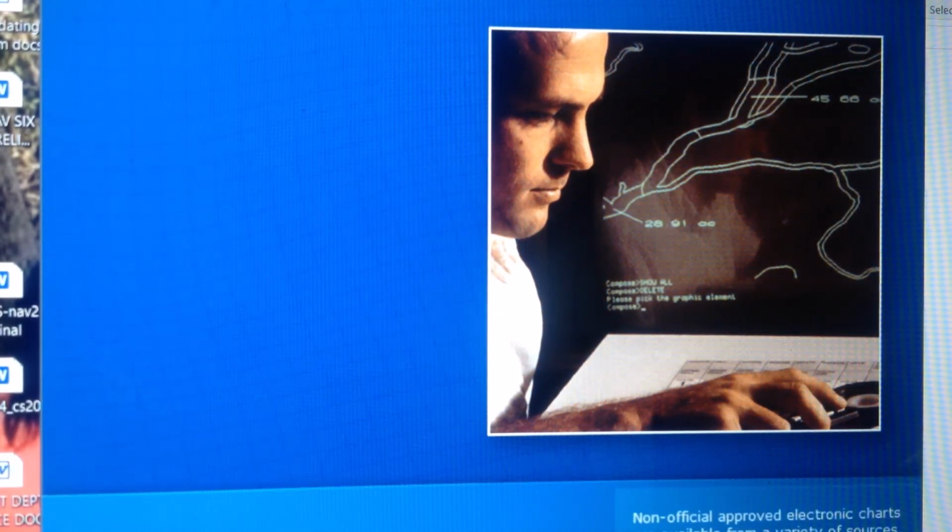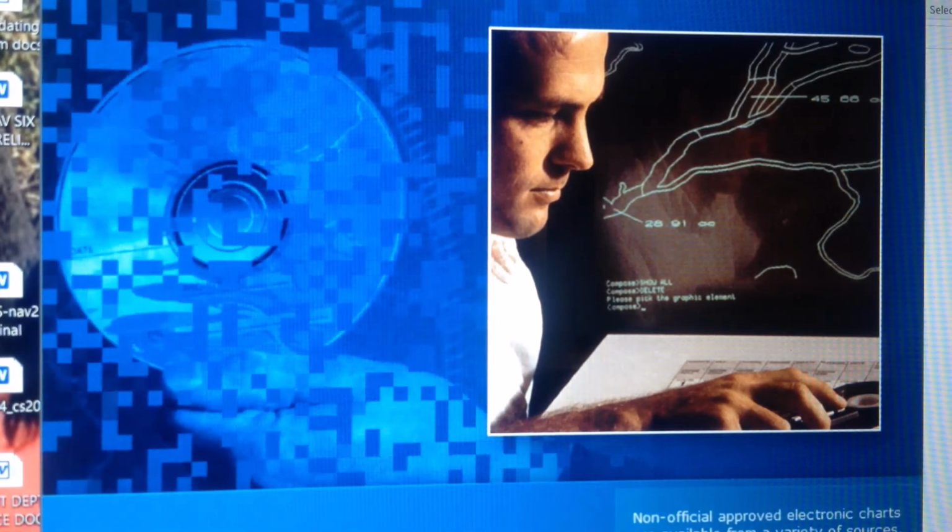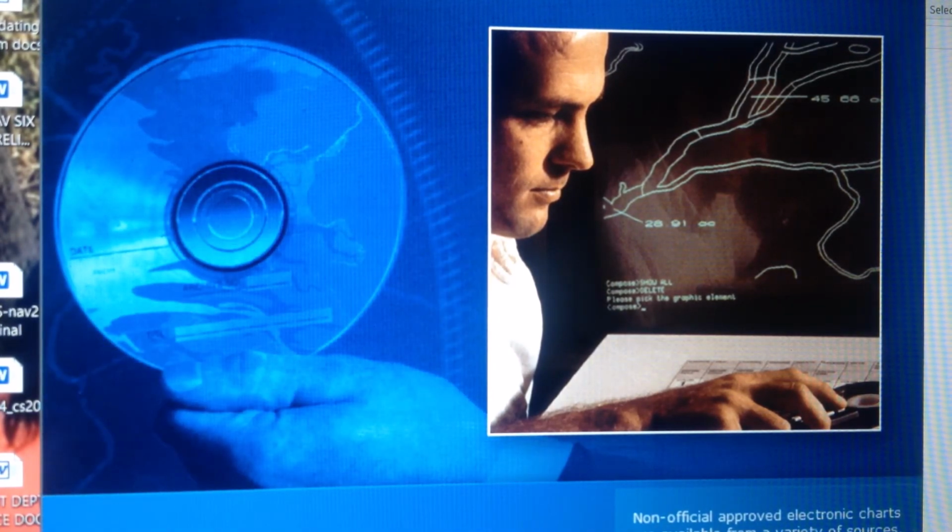Non-official approved electronic charts are available from a variety of sources. For example, the UK Hydrographic Office's Admiralty Raster Chart Service, ARCS, provides worldwide coverage with a series of about 2,500 raster charts. Commercial chart providers such as Transas Marine and C-MAP claim to provide near worldwide coverage with a series of vector charts.